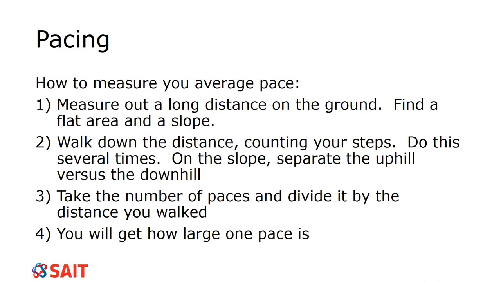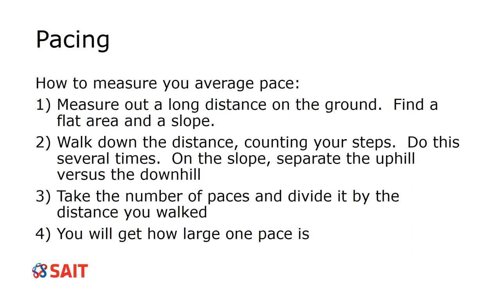Then you're going to find a flat area and you're going to find a slope, so there are three measurements that you're making. I want you to walk down the distance and count your steps. You want to see how many steps it takes to go the distance that you've laid out on the ground. Then you're going to do it a few times so that you can take an average. On the slope, I want you to separate uphill and downhill. If you've ever done any hiking, you know that the uphill versus the downhill seems to be a different kind of exertion and either faster or slower, whichever way you're going. Generally speaking, the uphill has larger steps and the downhill has smaller steps, but sometimes it's the opposite, so it depends on who you are. If you do that, then that allows you to judge when you are pacing up a hill, because you know how big your steps are.